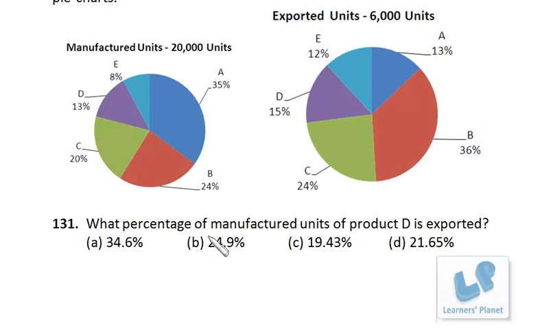Now next is, what percentage of manufactured units of product D is exported? So D is 13%, or 13% of 20,000, that is 2600 are produced. And export is 15% of 6,000, that is 900. Now 26 into 3 is 78. So the percentage will be more than 30. So we have just one option with more than 30%. So that's 34.6%.